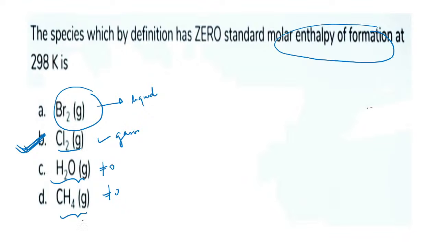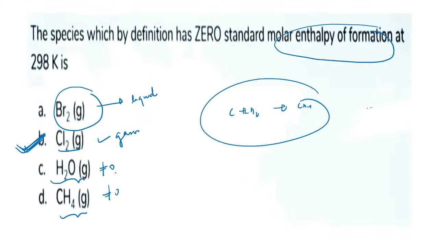Is it clear, Rajendra and Sanjana, that option B is the correct answer, not CH4, because it's for elements, and CH4 is not an element, it's a molecule. We can prepare the molecule, that is C plus H2 can give us CH4. So for CH4, the value is not 0, only for B, that is Cl2 gas, it's 0. Great. Let's take the next one now.